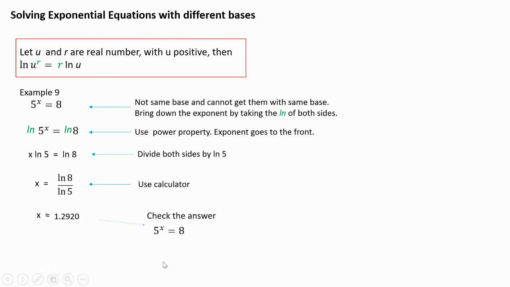Okay, so again, we're going to plug in the 1.2920 for the x, right? Plug into the calculator. You see, this is what we get, 7.9996. And it's a little bit short. Why? Because we rounded off, right? So that's why this runs off to 8. So this is the correct answer.